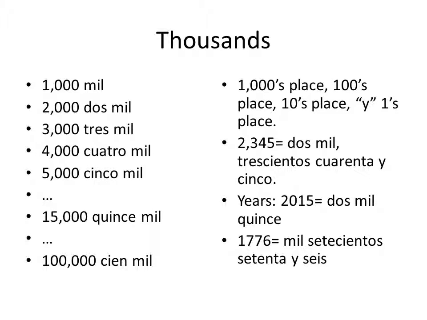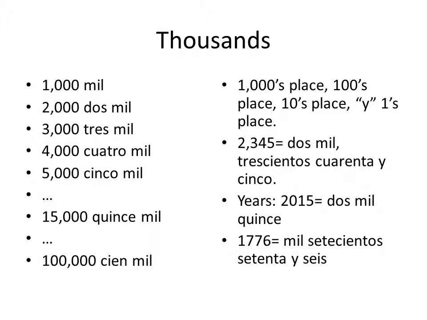And finally, the thousands. Now, the thousands are probably the simplest so far because we just say however many thousands, 1000, we have. So 1000 is mil. 2000, dos mil. 3000, tres mil. 4000, cuatro mil. 5000, cinco mil. And so on, going up to 999,000. So for example, 15,000 would be quince mil, and 100,000 would be cien mil.